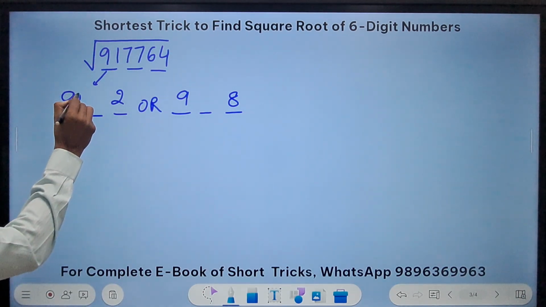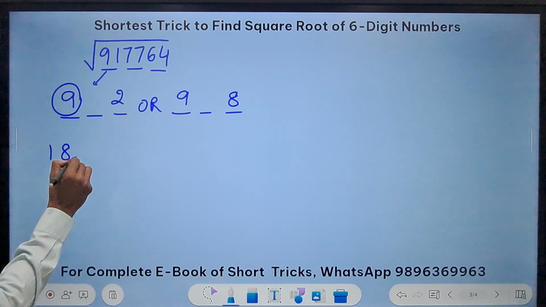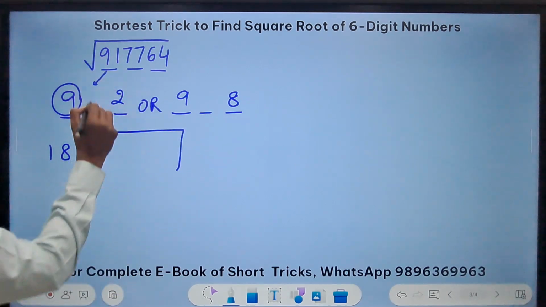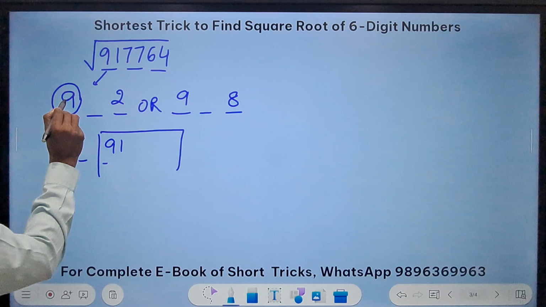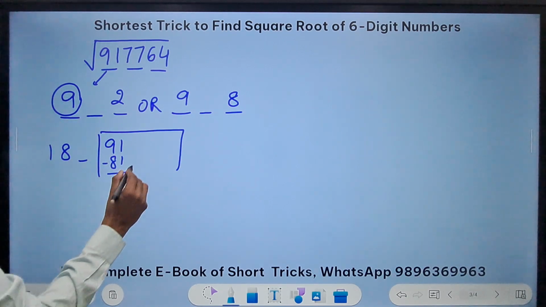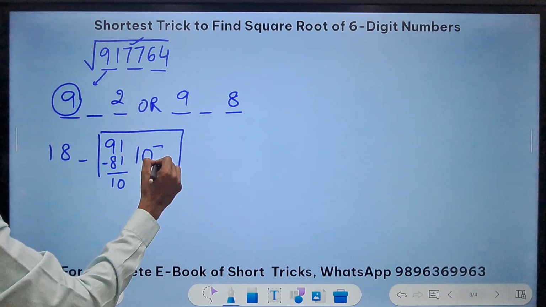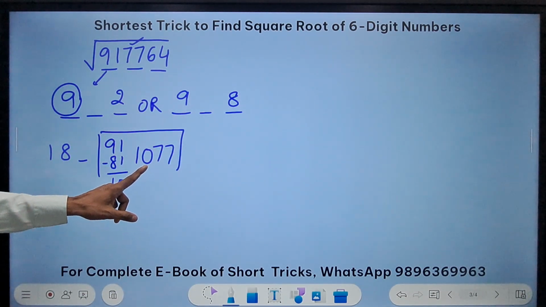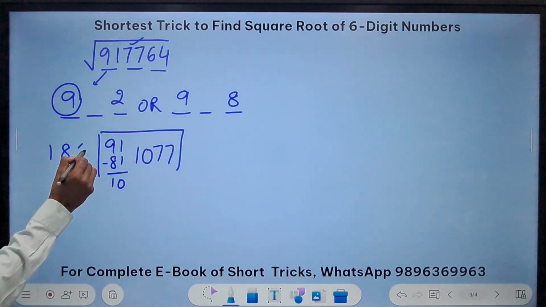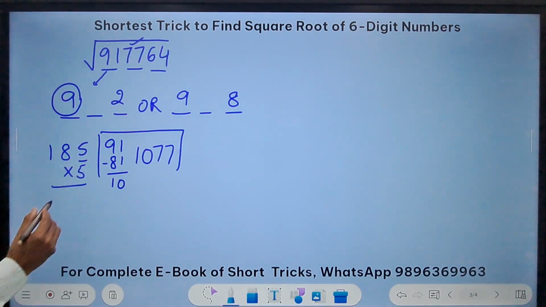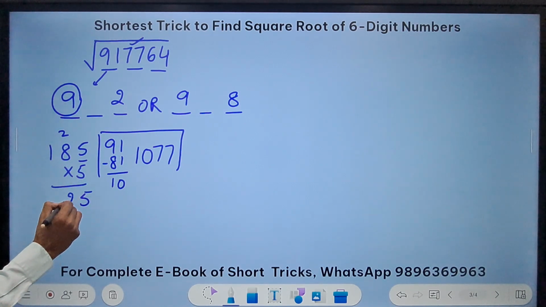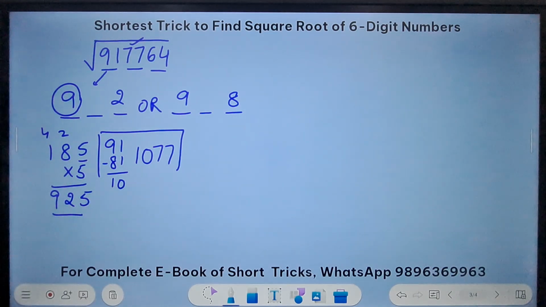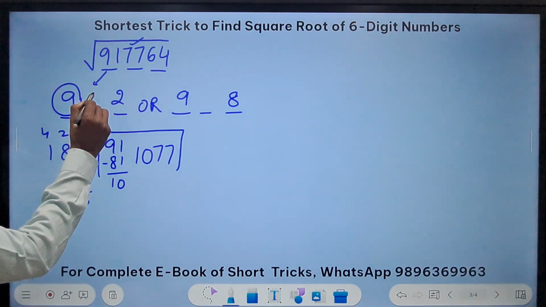Now the double of this digit 9 is 18. Leave a space, and then take the first pair 91 minus the square of 9, 81, which gets me a 10. So 10 followed by the second pair 77. Now I need to choose a number here which gets me closest to 1077, and that happens to be 5. So 185 times 5 is 925, which is closest to 1077. If you choose 6 here, you will exceed this number, which I don't want. So the middle digit is this number 5.